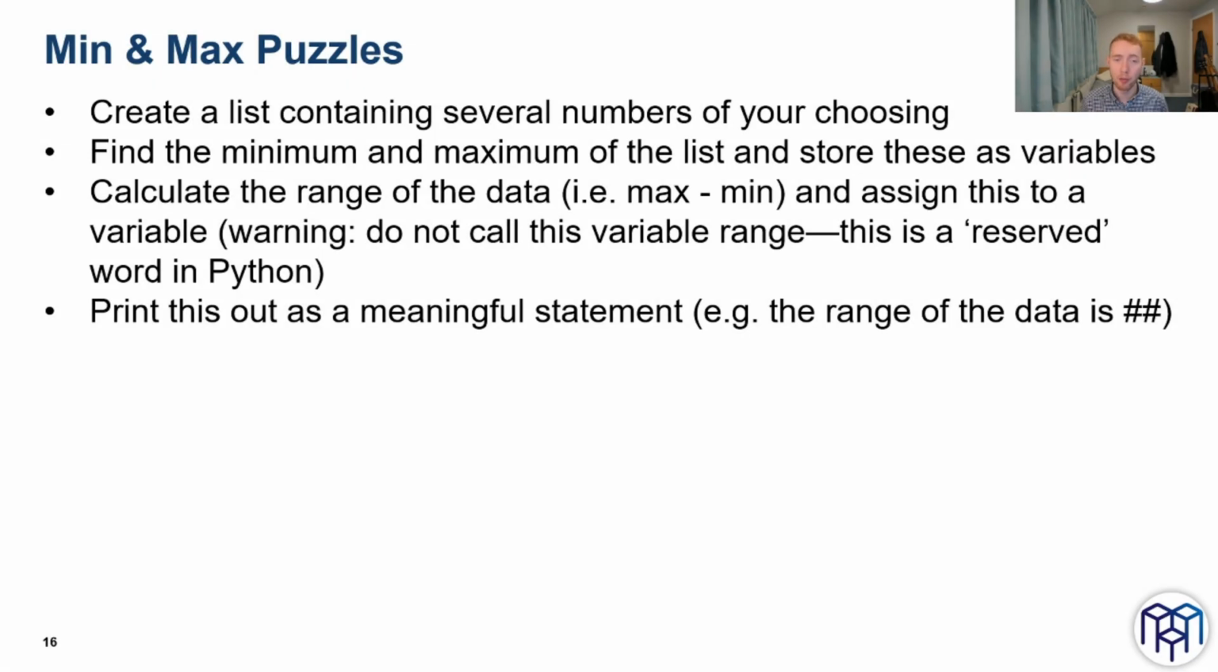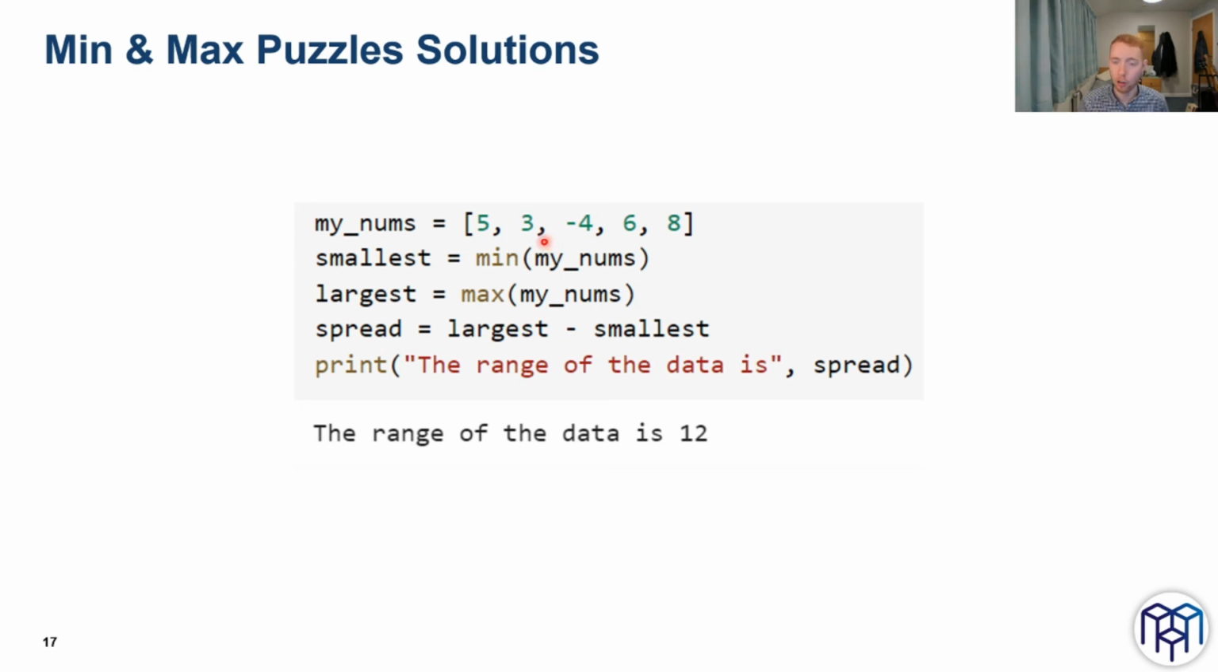Okay, so hopefully there was no trouble with that. Let's now have a look at the solution to this exercise. It'll look something like this. We have a list called mynums, and it has these values here. We want to calculate the minimum and the maximum, and then we assign those to variables smallest and largest. We can't call these min and max. That will give us issues by overwriting these objects, these functions.